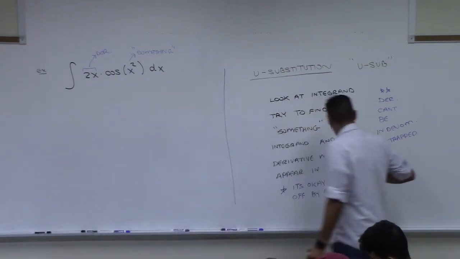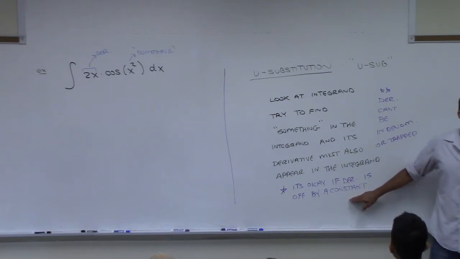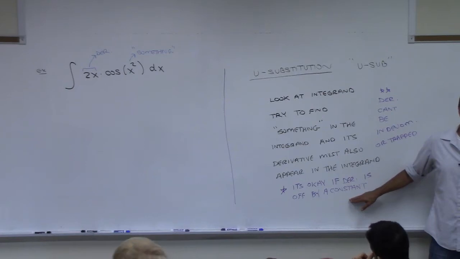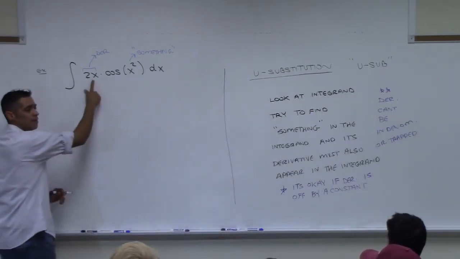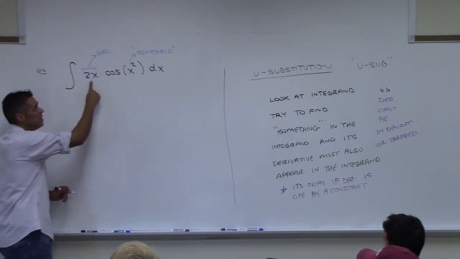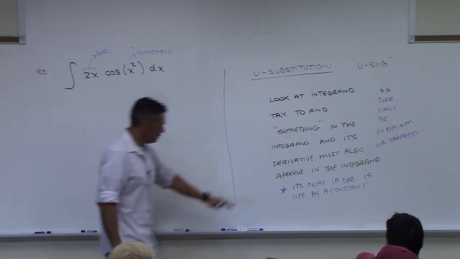Is the derivative that we see up there off by a constant? Well, no, it's not, because the derivative of x squared is 2x. That's exactly the derivative, right? Derivative of this is this. But had this been 3x, we would still be okay. It's okay if this is off by a constant. Does that make sense? Okay. But we don't have to worry about that here.